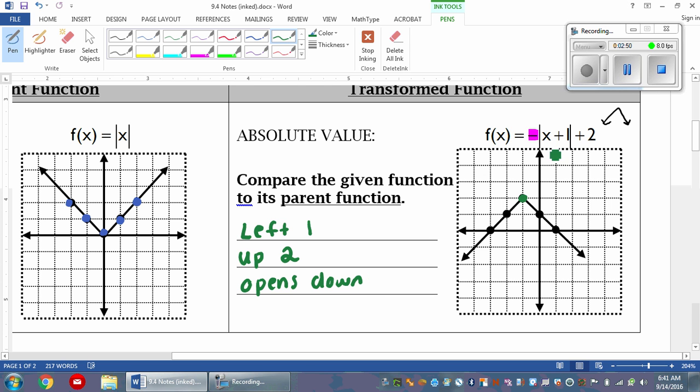In the next video, you're going to be writing the equation. So if you notice, again from that video, plus 1 means left 1. Plus 2 means up 2. And because of a reflection, it's going to open down.